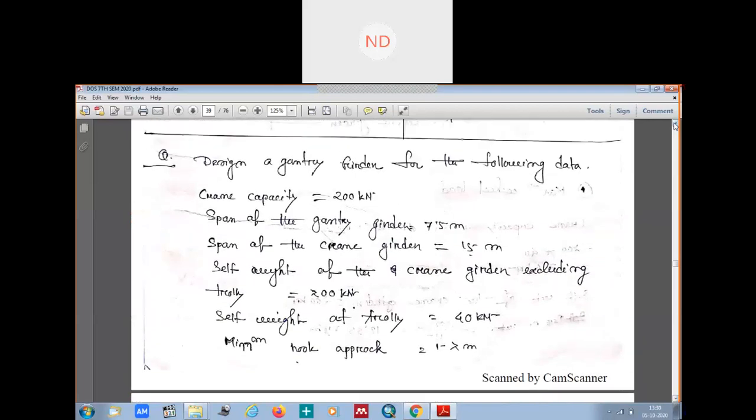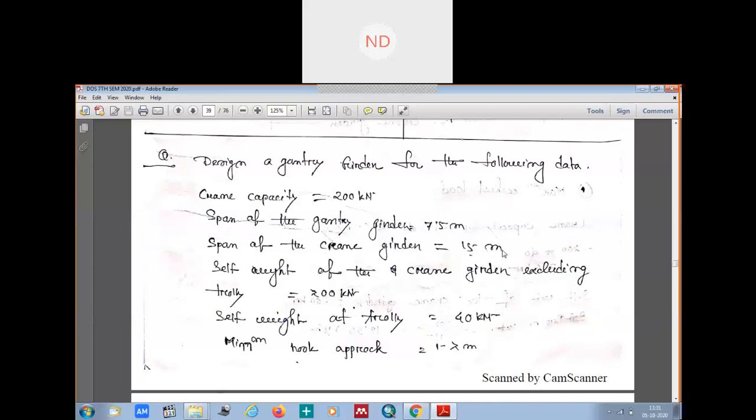This is a question on gantry girder. If you see the question, it says design a gantry girder for the following data where the crane capacity is 200 kilonewton. That means the crane capacity is given to you, how much load your crane can take, including the load of the trolley. The span of the gantry girder is given to you as 7.5 meter. The span of the crane girder is given as 15 meter.